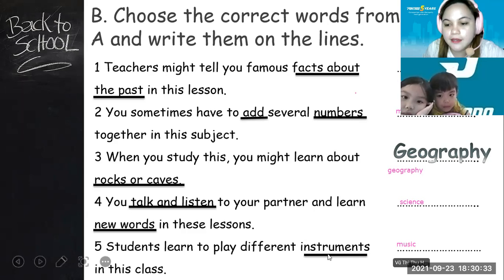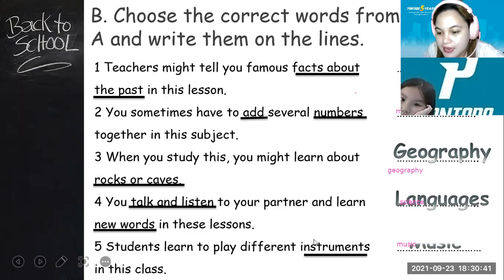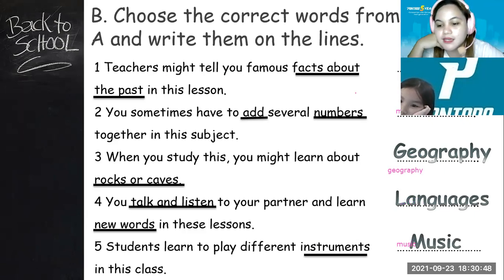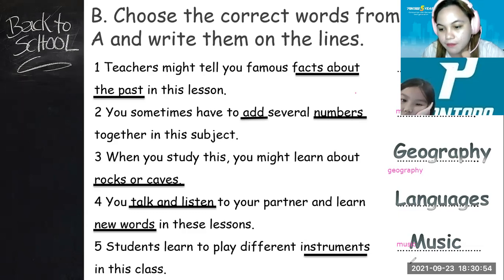That is languages, not science. Next one, number five. Students learn to play different instruments in this class. Music is correct. Okay, so you have 2 points in this activity. Music and math. So you got math and music correct.